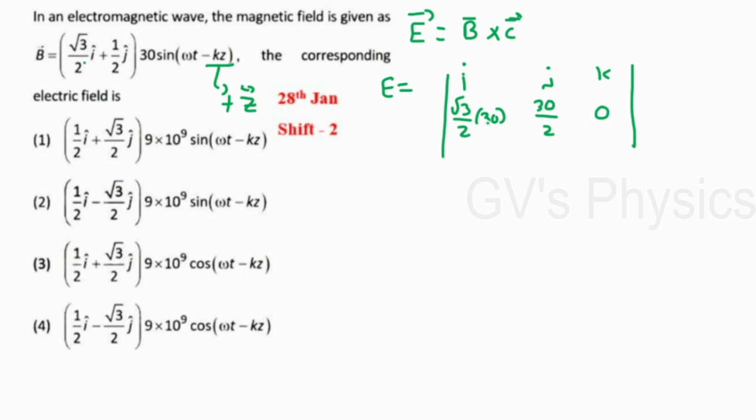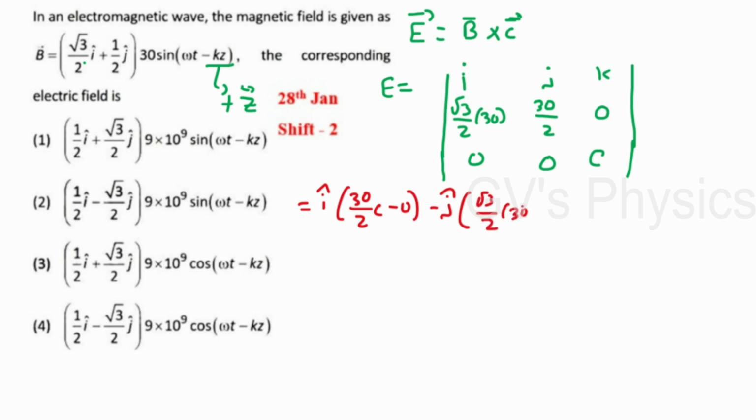And next one, c, that is the velocity of light. The wave is propagating in the z-axis, so we have to write only in the k vector. So 0, 0, and in the place of k vector, we can write c, which is the velocity of light. So we can take the cross product now. That is i cap into 30 by 2 into c minus 0, minus j cap root 3 by 2 into 30c minus 0, plus k cap. So if you cross multiply, it will go to 0.